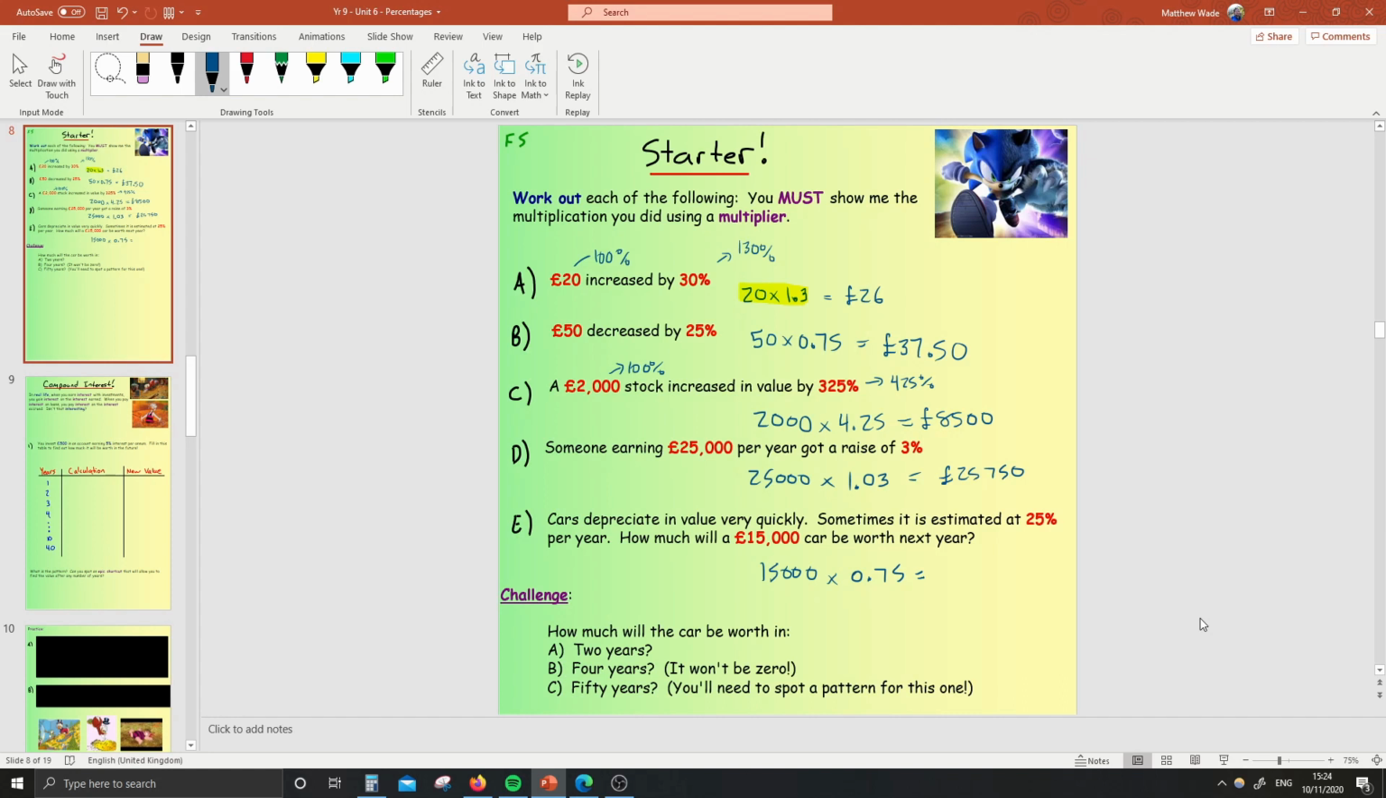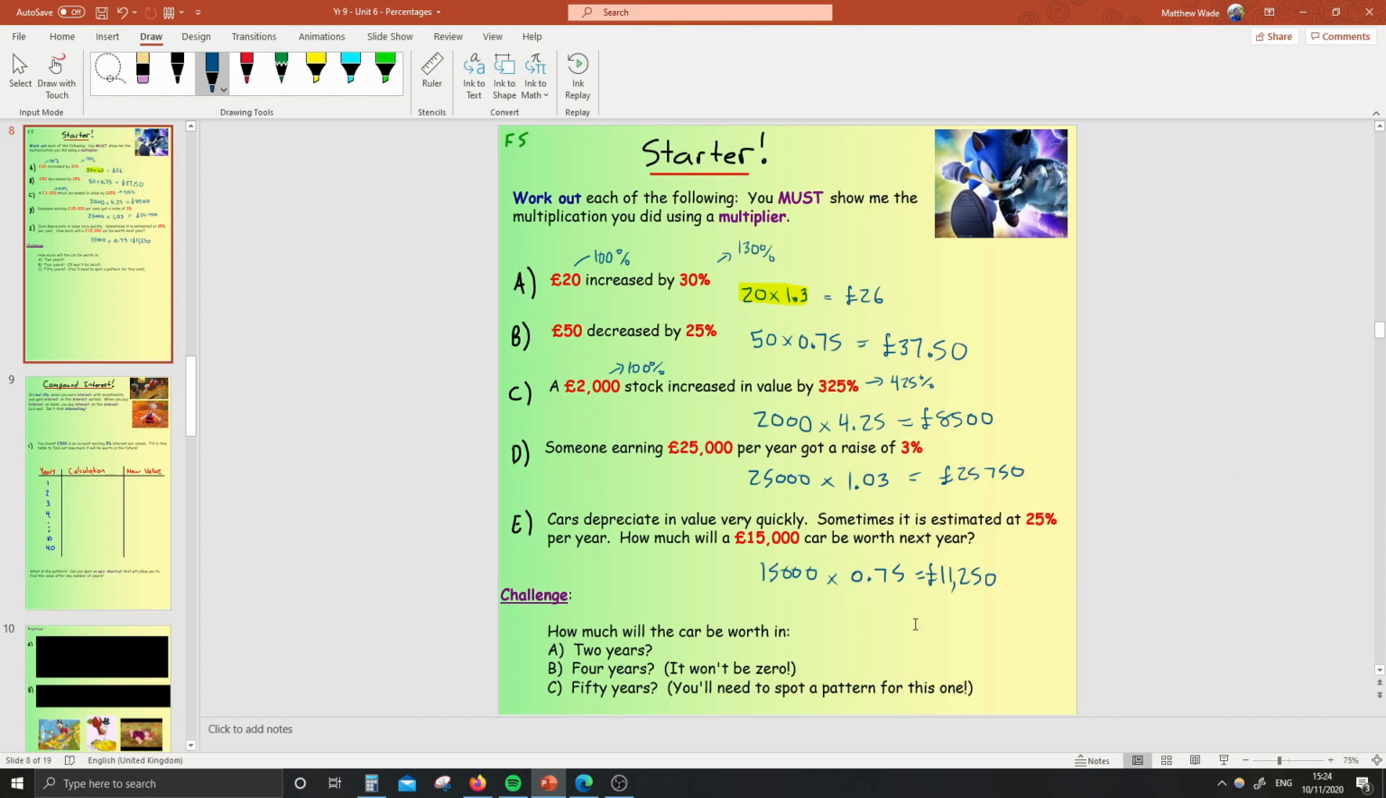15,000 times 0.75 equals 11,250. Okay, and that, my lovelies, is a really big reason why tons of people buy cars that are used by a year or two. That's a really, really big business, used cars, and it's probably because of that.